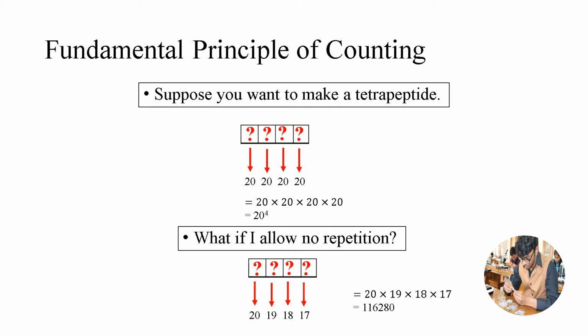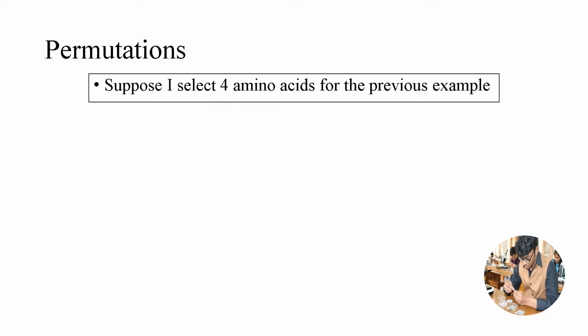Now let's take it to a more mathematical form, more mathematical modeling. We come to a term which is permutation. Considering the problem discussed so far, we want to make a tetrapeptide. What if I select 4 amino acids for you, and these are the 4 amino acids with which you have to make a tetrapeptide? Still, with these 4 amino acids you have a choice in the arrangement, how you want to arrange the 4 amino acids to develop your tetrapeptide.